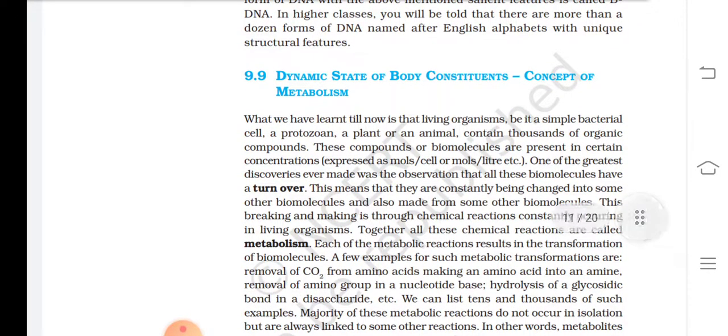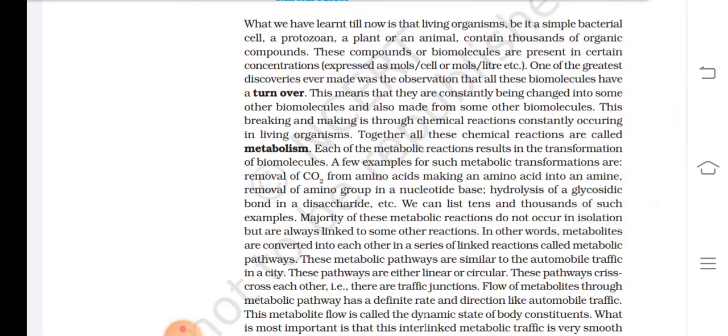9.9 Dynamic state of body constituents: concept of metabolism. What we have learned till now is that living organisms, be it a simple bacterial cell, a protozoa, a plant, or an animal, contain thousands of organic compounds. These compounds or biomolecules are present in certain concentration. One of the greatest discoveries ever made was the observation that all these biochemicals are turned over. This means that they are constantly being changed into some other biomolecules and also made from some other biomolecules. This breaking and making is through chemical reactions constantly occurring in a living organism. Together, all these chemical reactions are called metabolism.